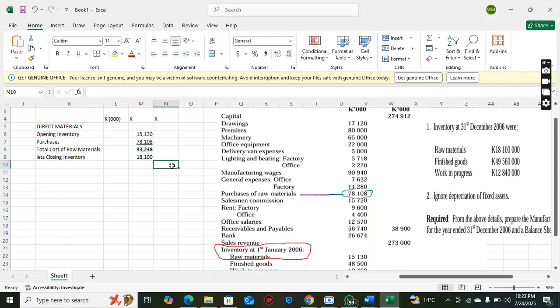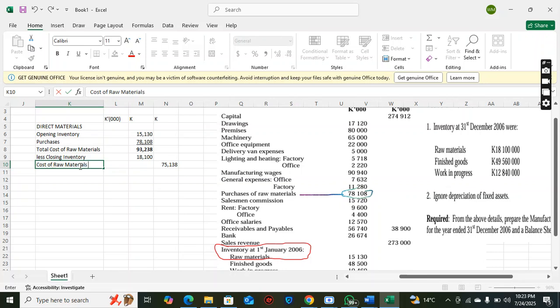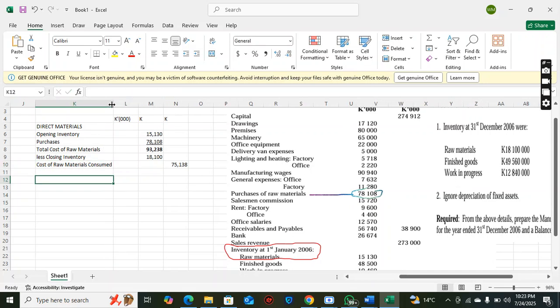Any other question before we find the cost of the raw materials that we used? Okay. So 98,000 minus 18,100, 75,138. Cost of raw materials consumed. Any questions?